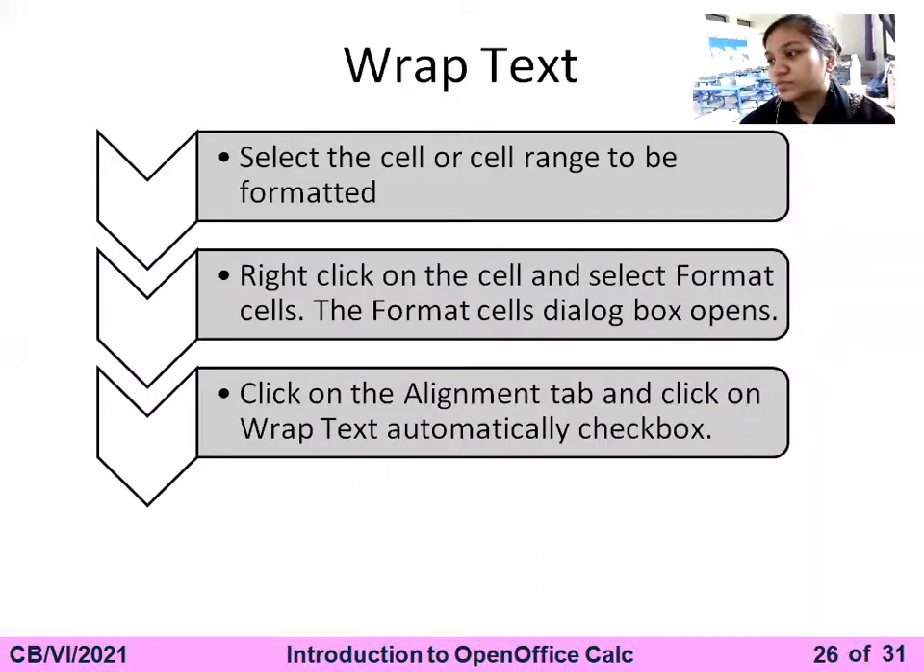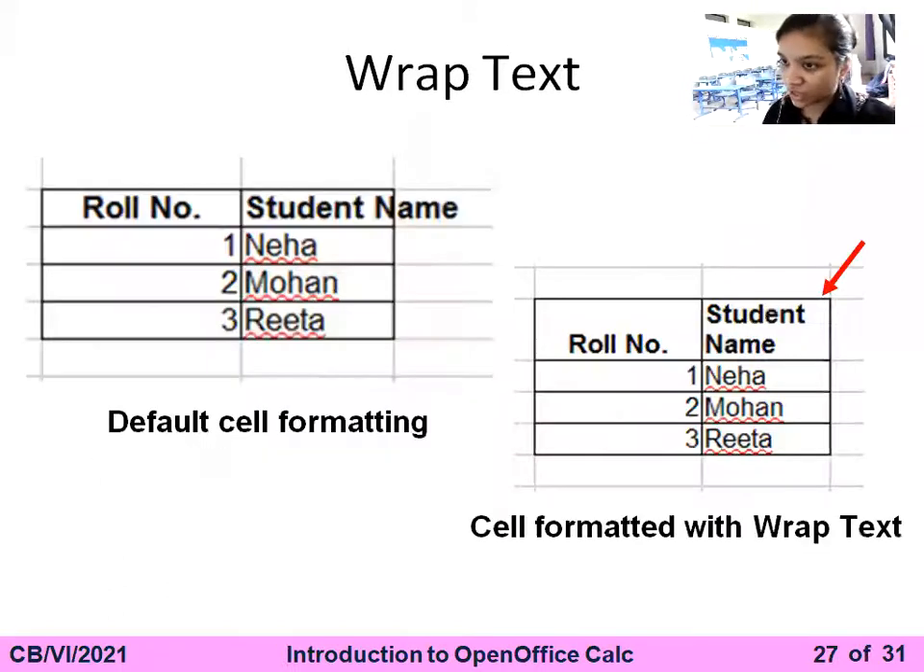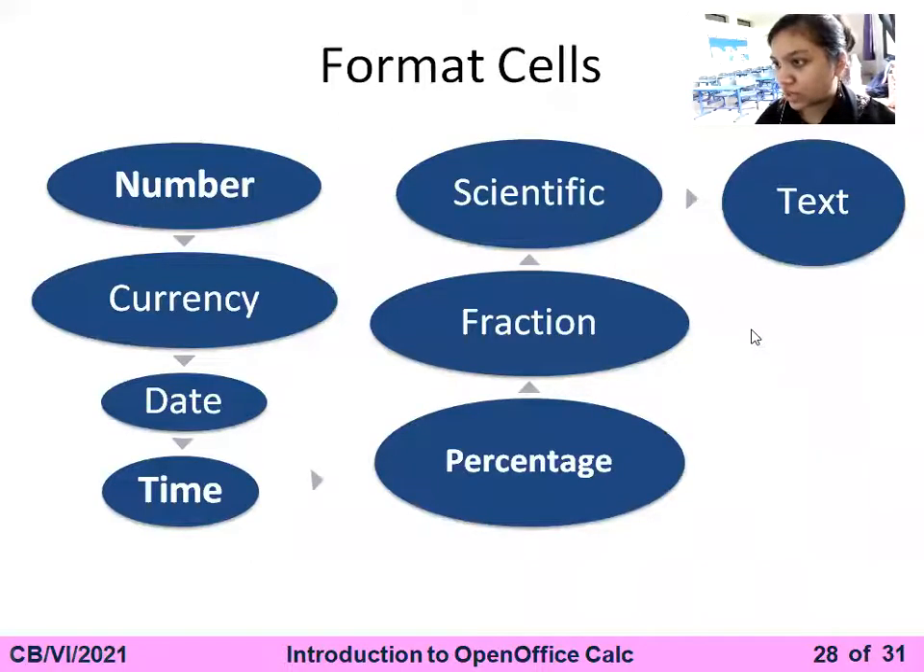Next, we learn about wrap text. If the length of the text does not fit the cell, then you can use wrap text. Using wrap text, the text will come down and it will fit the cell. Automatically, it will be changed. You can see the example here. Student name, go outside, and whenever you apply wrap text, it will fit the cell.